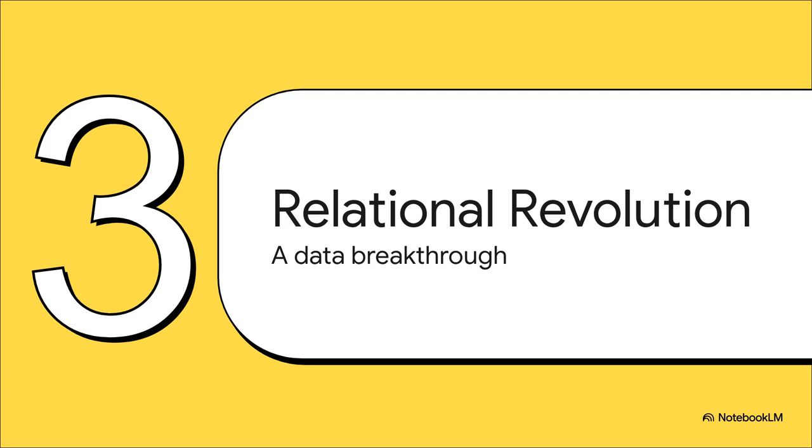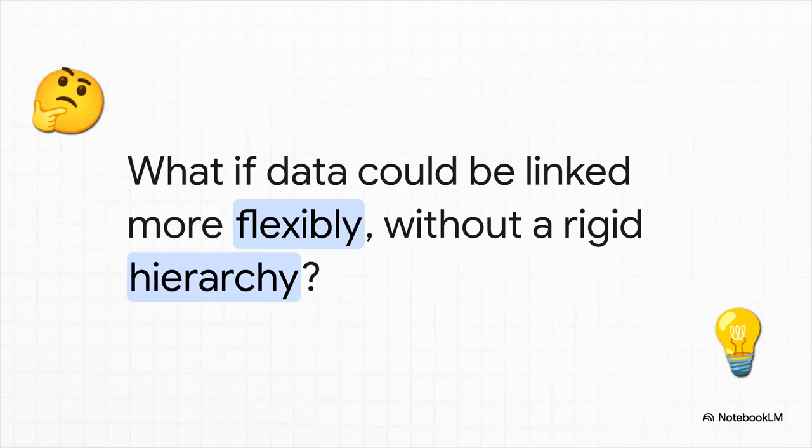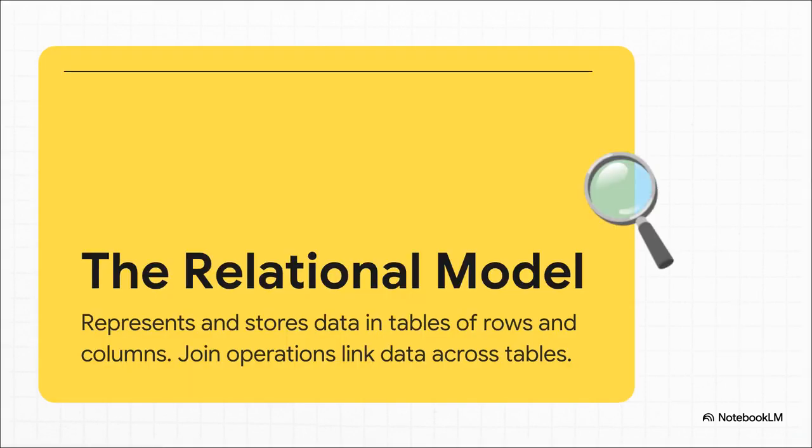All those limitations of the early models, they led to a breakthrough that would pretty much define the next 40 years of software development. The core question that changed everything was this. What if data didn't have to live in a strict top-down tree? What if you could link any piece of information to any other piece of information, flexibly? And that right there is the genius of the relational model.